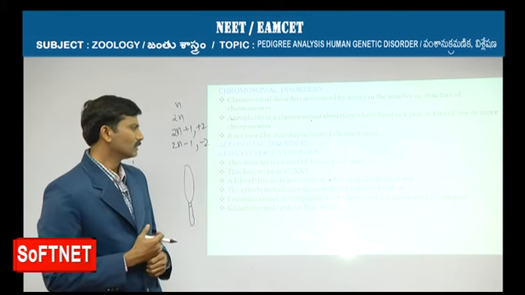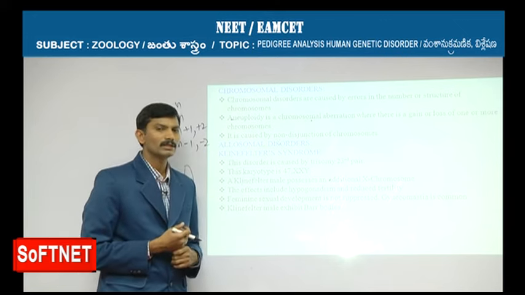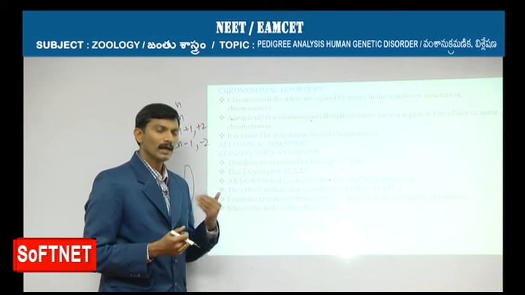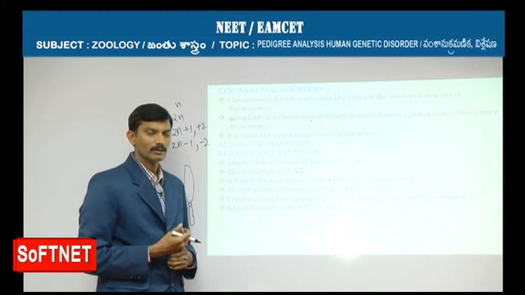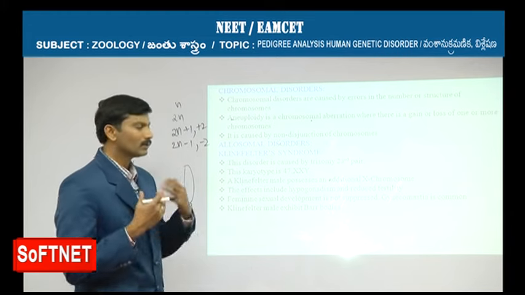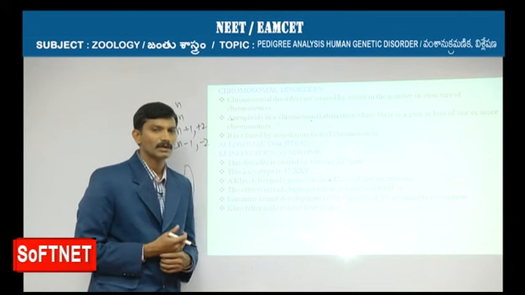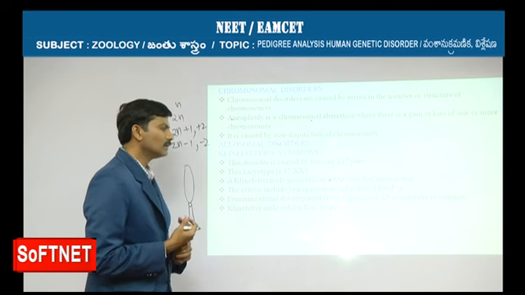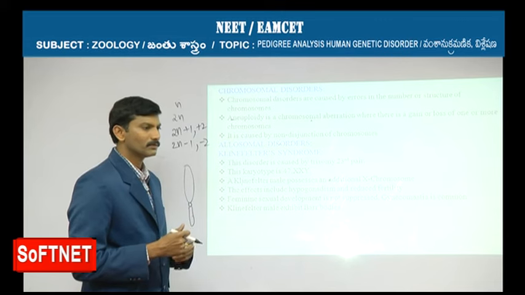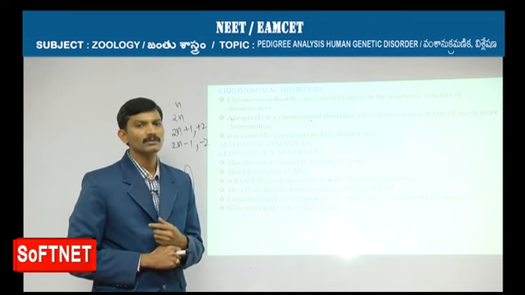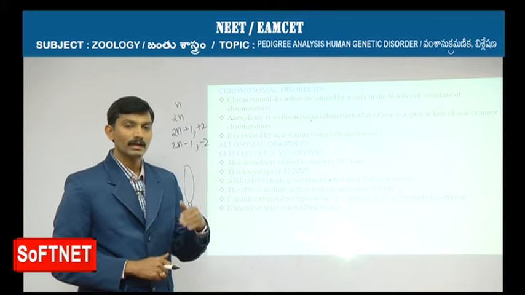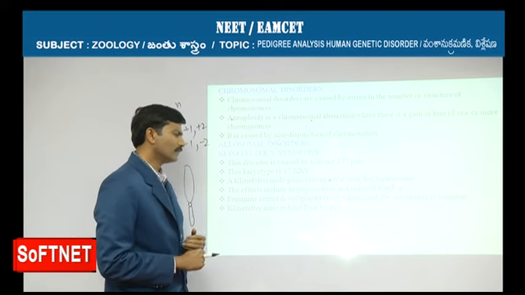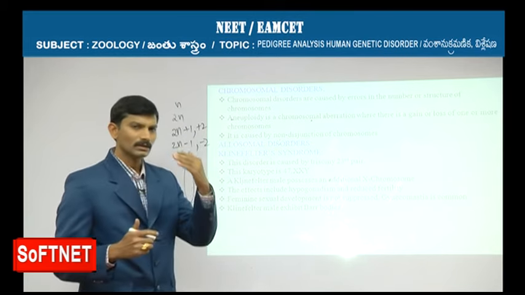Klinefelter syndrome is caused by trisomy of the 23rd pair. The 23rd pair is the sex chromosomes, that is XX, and another X may get added, giving XXY. That means the number of chromosomes is 47, which is why the karyotype we write is 47 XXY. A normal male carries one X chromosome and one Y chromosome, but a Klinefelter male carries an additional X chromosome, due to aneuploidy. The affected individual shows hypogonadism with reduced fertility.